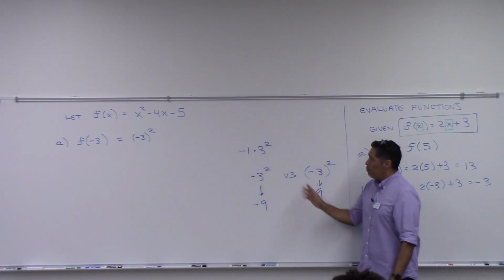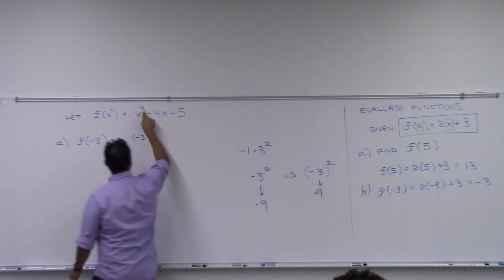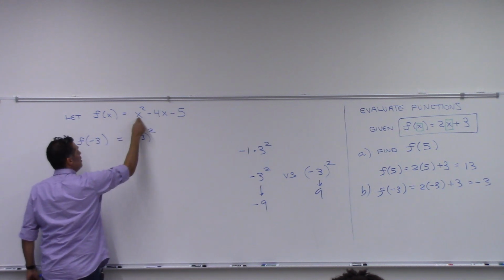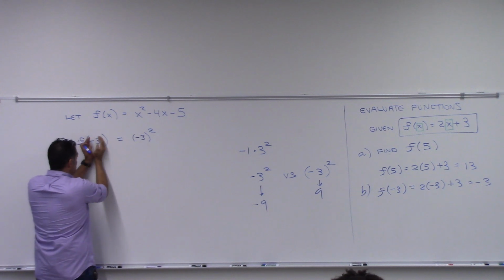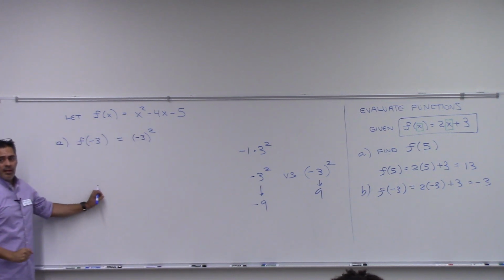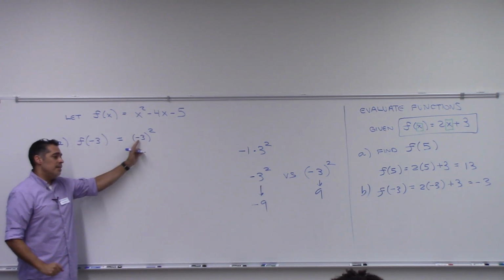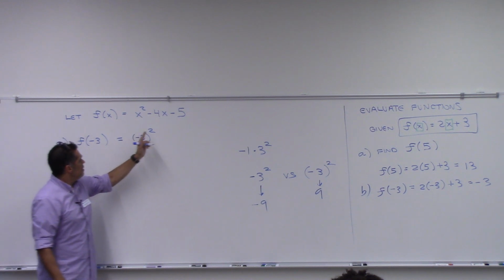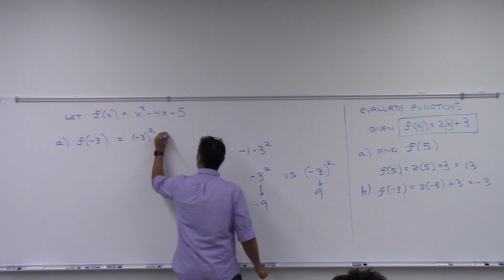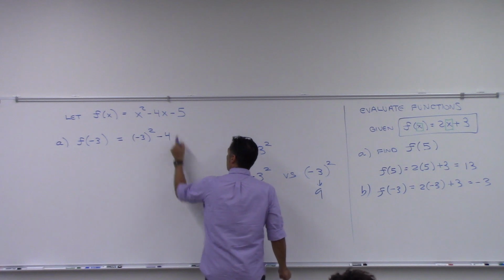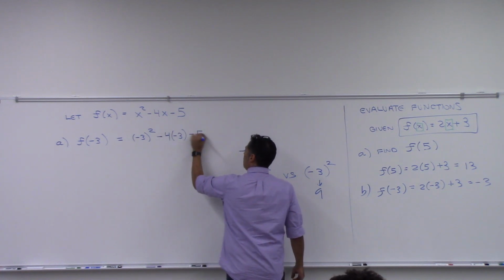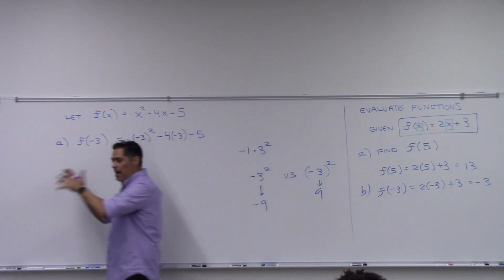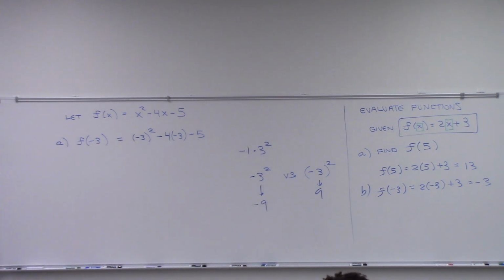So the question is, when we're supposed to square this x, which one is it? Well, it's the one where it's in parentheses. It's whatever this is, squared. And that's why you're going to wind up getting a positive 9 for this. Then I still have minus 4 times what? Negative 3. I'm going to put that in parentheses. And then minus 5. OK, so I've replaced all my x's with negative 3's.